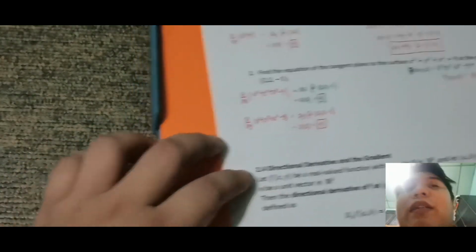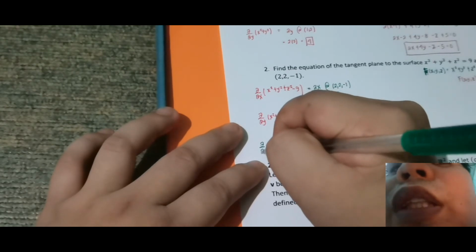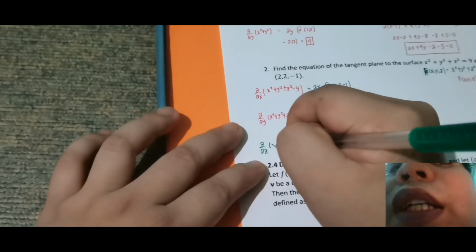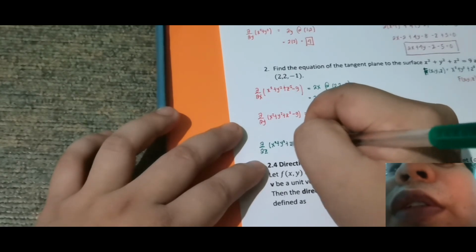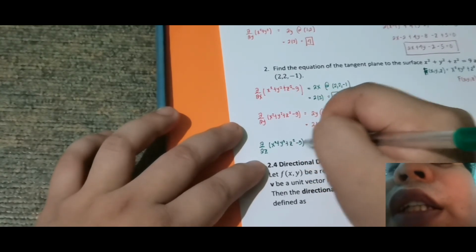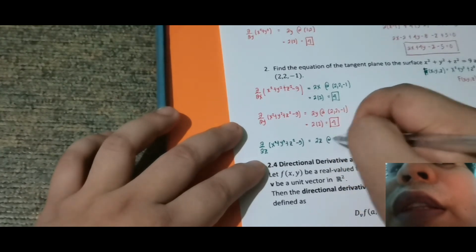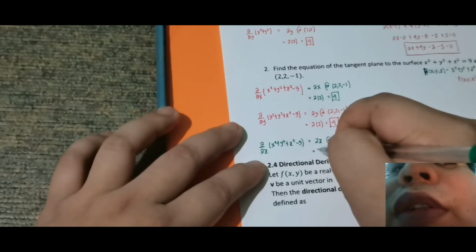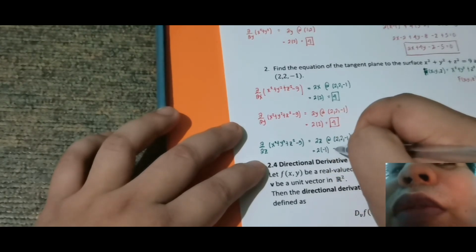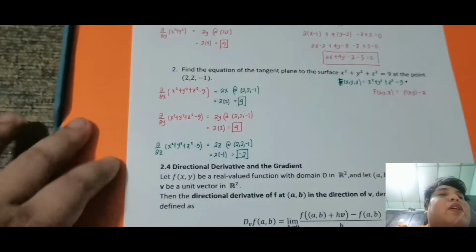Okay, then lastly, partial derivative with respect sa z. So this partial derivative with respect sa z nung x squared plus y squared plus z squared minus 9 is just equal sa 2z. So at 2, 2, negative 1, this is just equal sa 2 times negative 1, which is equal sa negative 2. Okay, so ready na tayong isulat yung equation.